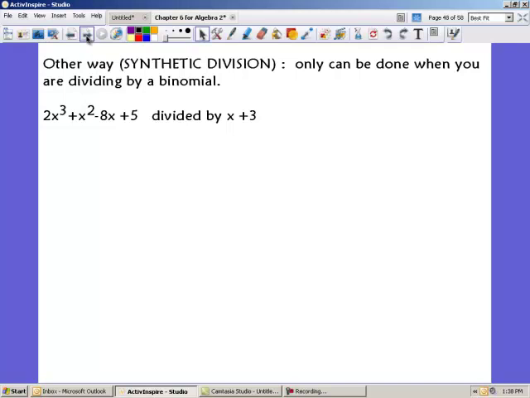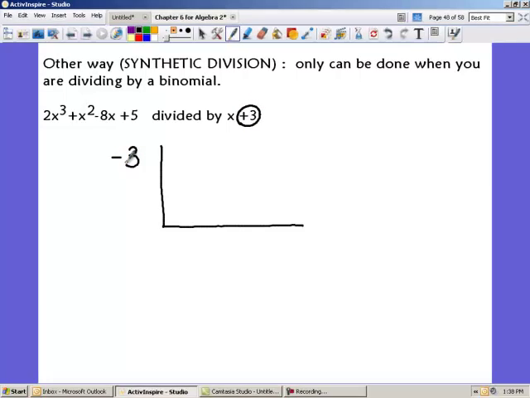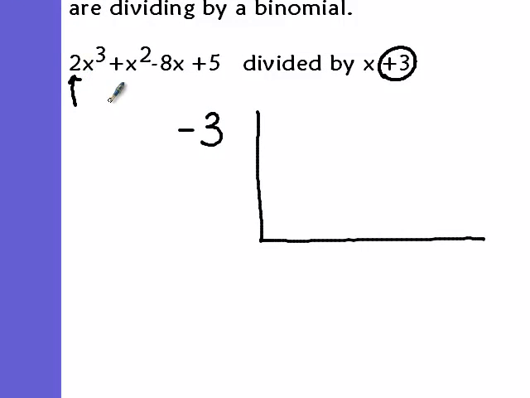It's pretty simple. So what we're going to do is we're going to put this kind of like a half of a rectangle on there. And whatever this value is right here, you're going to do the opposite. So we're going to put a -3 out here instead of +3. And we're going to take the coefficients, which are these numbers. This one would be a 1, -8, and +5.